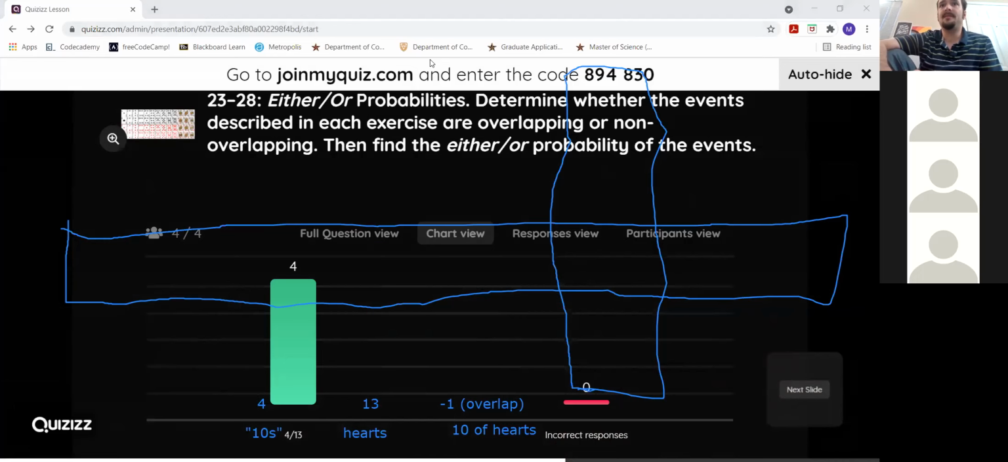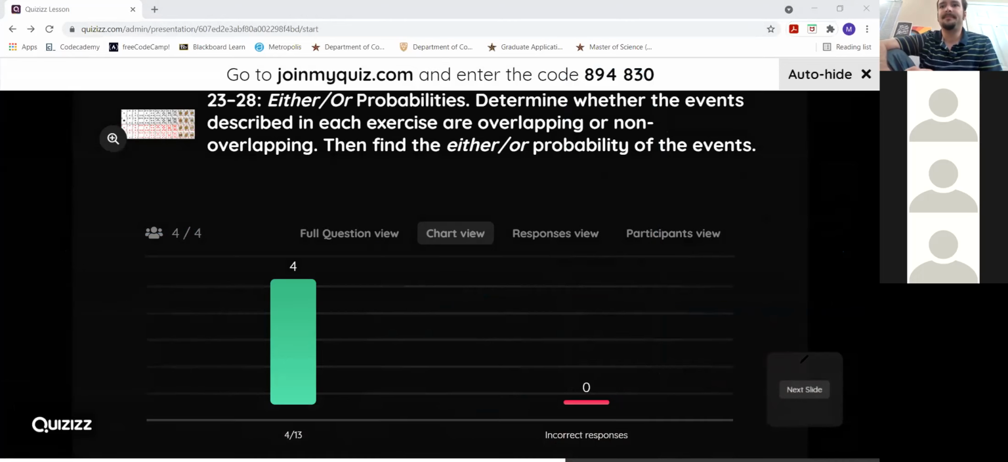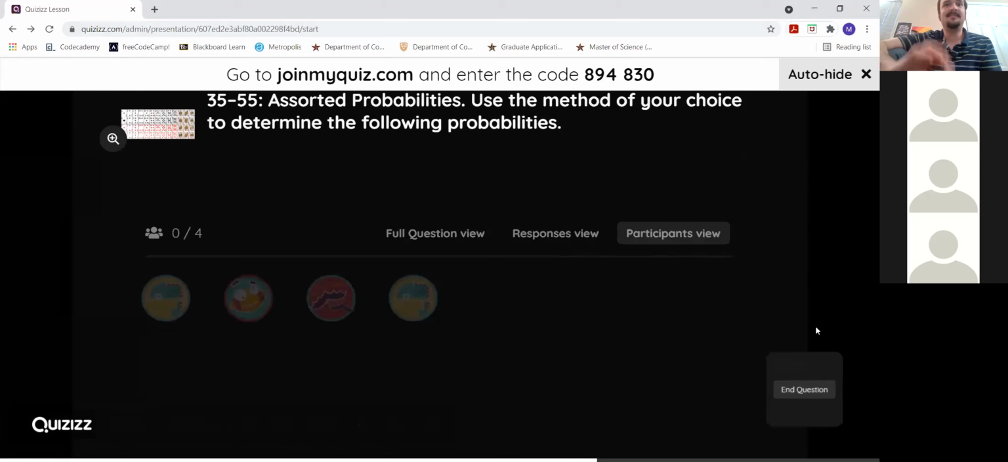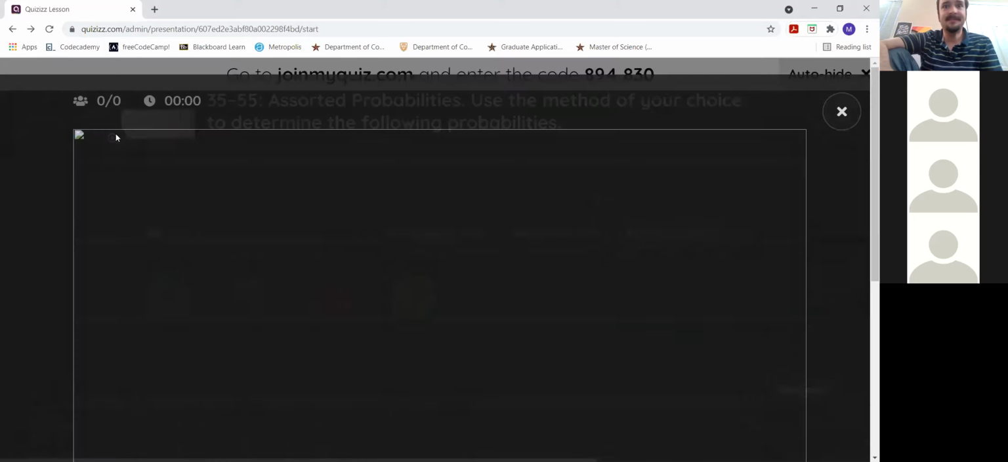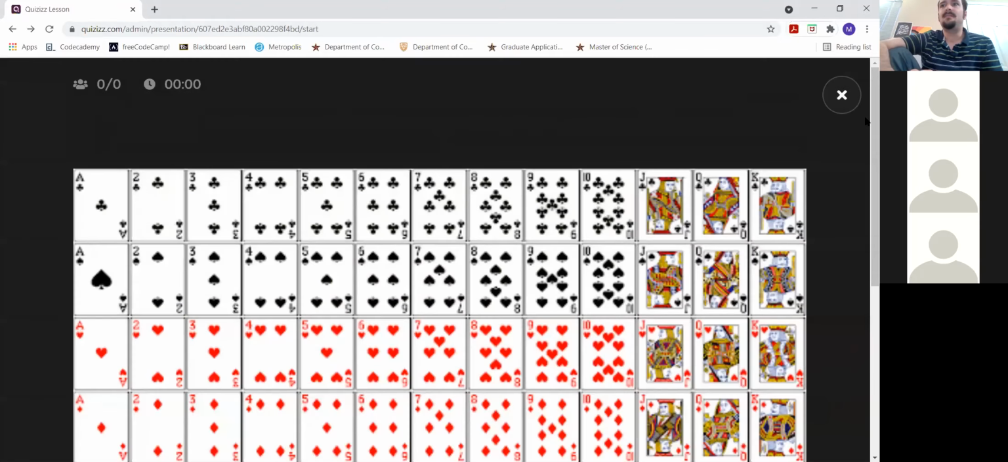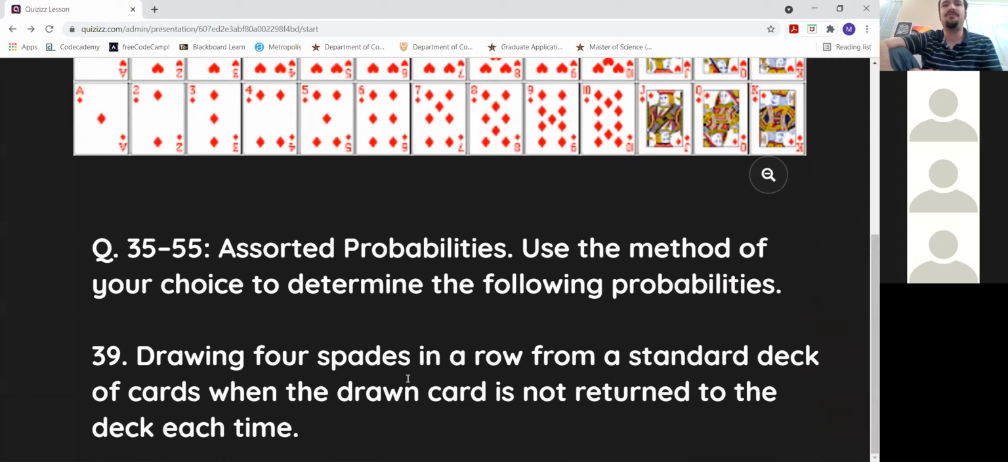All right, and let me clear my annotations. I remember something happened last class. They told on themselves without realizing it.